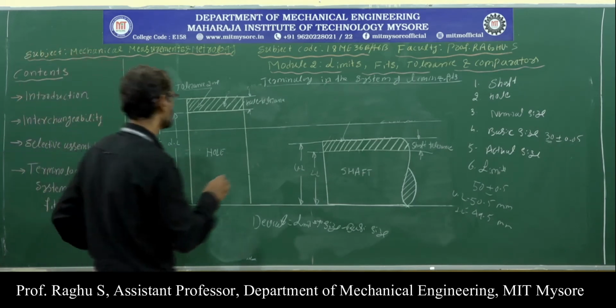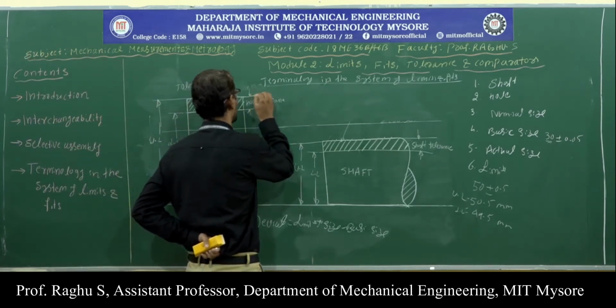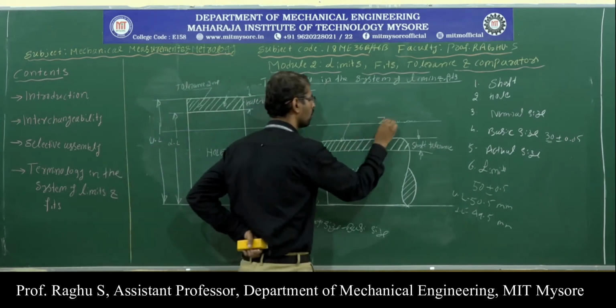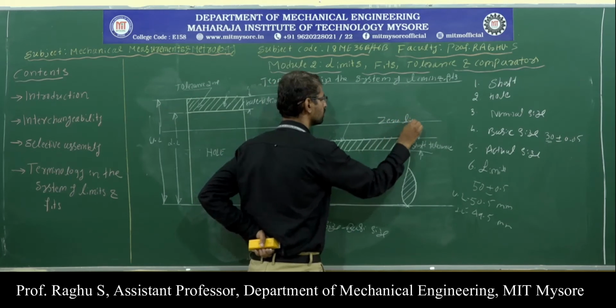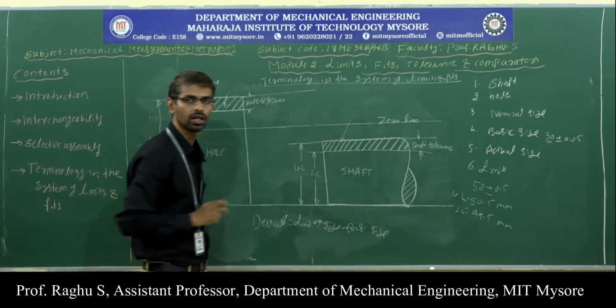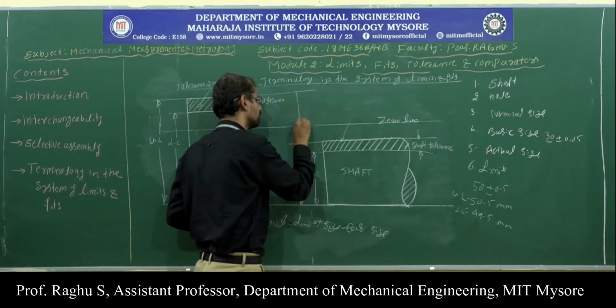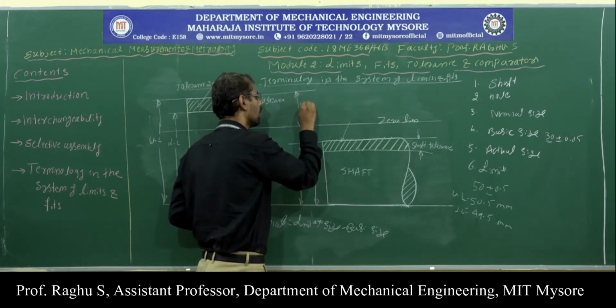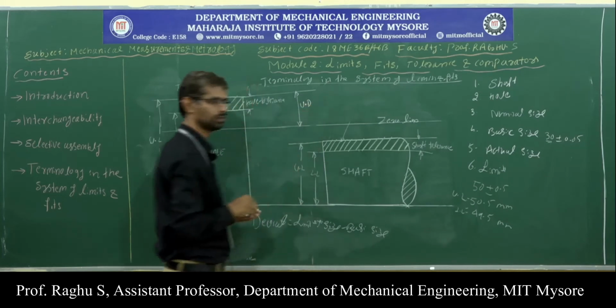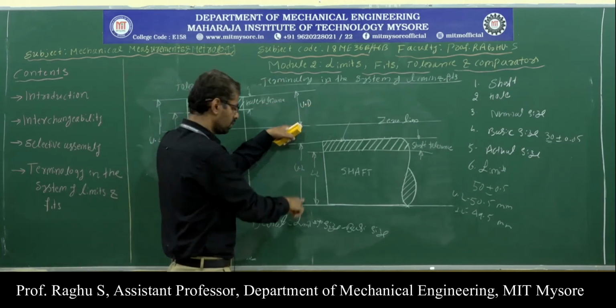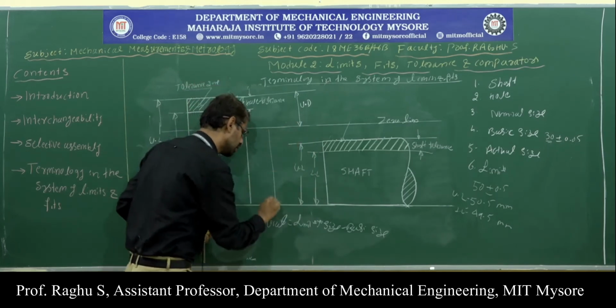Now, in the diagram, this is the upper limit and this is the zero line. This zero line represents the basic size. This difference is called the upper deviation, the difference between the upper limit and basic size. This is the basic size.